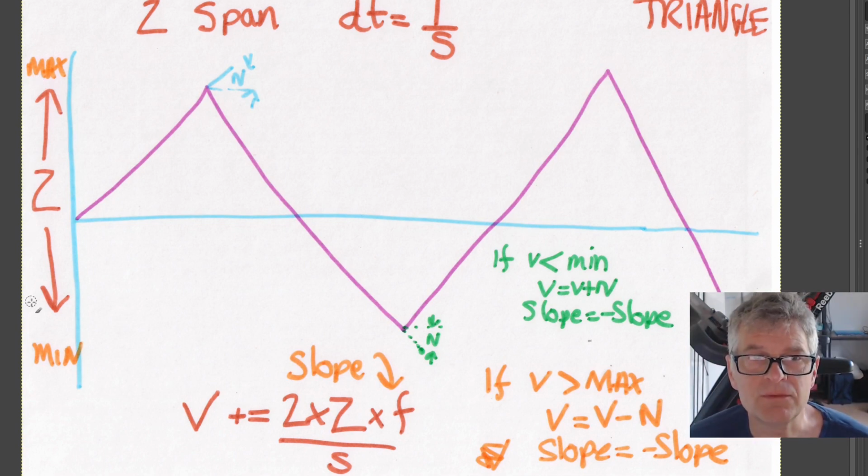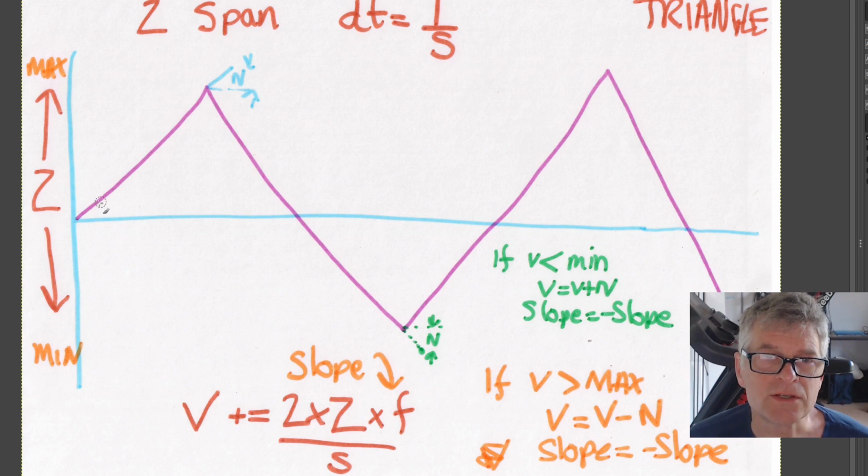Again, we have the same thing. We have Z, which is our span. We have the little issue with N, where it rolls over. We have the difference in time, which is our 1 over the sample rate. The slope, which I didn't really talk about in the last one, is basically the angle of this line. The slope in this one is actually twice the span times the frequency divided by the sample rate.